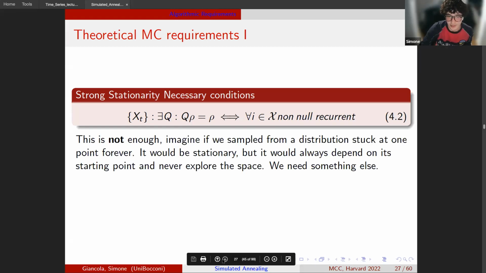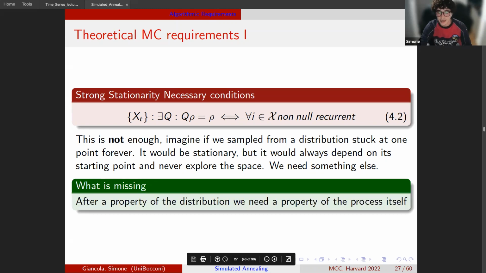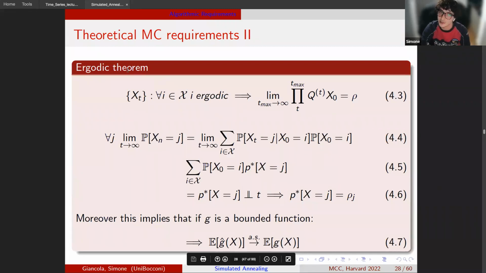Still, it is not enough, because if we think about a sampling scheme in which we start from a distribution and we get stuck at this forever, this is not going to be necessarily the best one. And so we do not really wish just this. We wish this process to explore all possible states. We also have to find a property of the process itself. This property is ensured by ergodicity, which we saw in class, which means that basically the time average almost surely tends to the ensemble average.